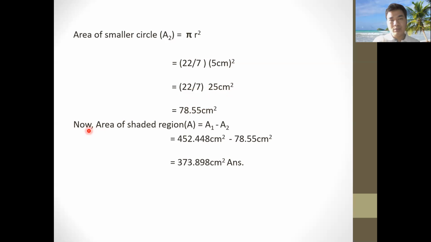As I told you, now the area of the shaded region equals A equals A1 minus A2. Then 452.448 centimeter square minus 78.55 centimeter square, subtract, and it will come 373.898 centimeter square. This is the process to find the area of the shaded region. I hope you have understood and you have done similarly also.